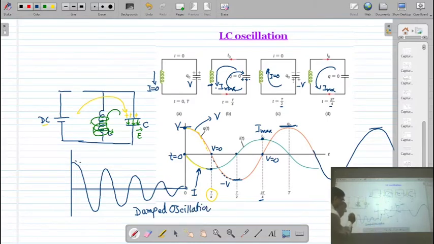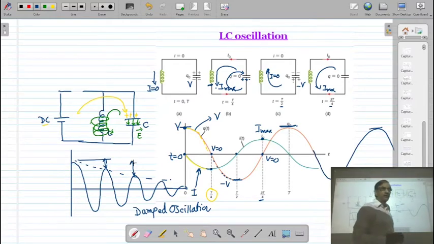Here the amplitude goes on decreasing, which means this much amount of energy loss is there. Therefore the amplitude of this voltage is decreasing. Then after that again the loss of energy is increasing, so the amplitude of the voltage again goes on decreasing. And after some time there will not be any oscillation. So this is known as a damped oscillation.